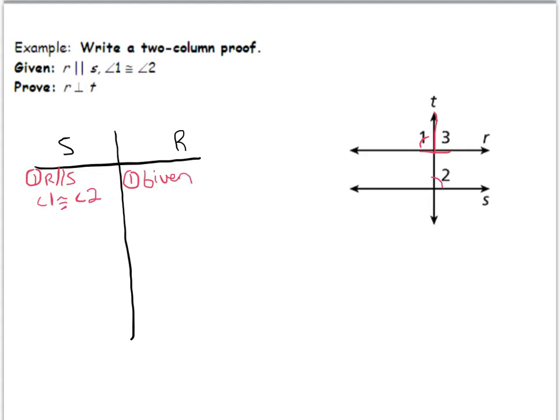Okay, now let's think about this. If I know that R and S are parallel, and we know about these angles inside, you should know that 2 and 3, they make this F here, are corresponding angles. So 2 and 3 should also be congruent. So step number 2, I'm going to write angle 2 is congruent to angle 3. And the reason why, well, these are corresponding angles, so this would be the corresponding angles postulate.